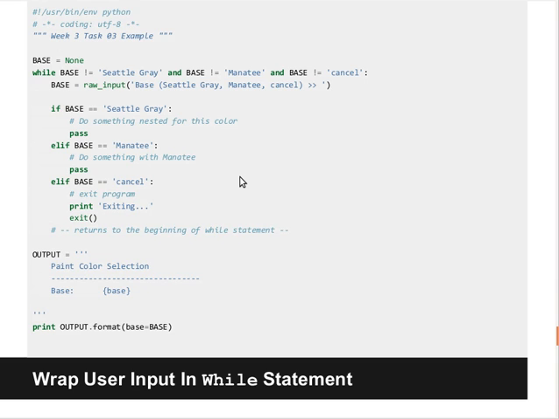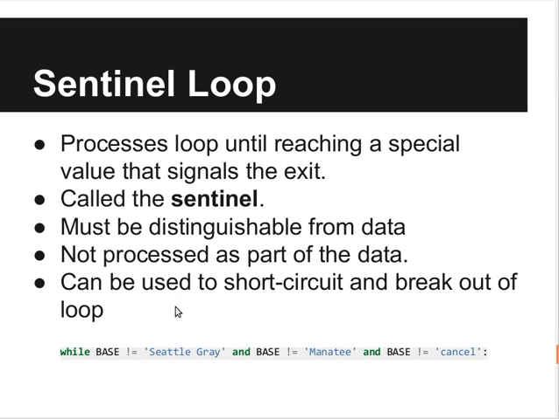A sentinel is a value that is allowed to be entered, but it's different from the data you're collecting. It's a special command kind of thing, right? It's a flag. As soon as that comes in, the system's going to do something very different than what it's doing for just the normal user data input. This is just going over that again, right?